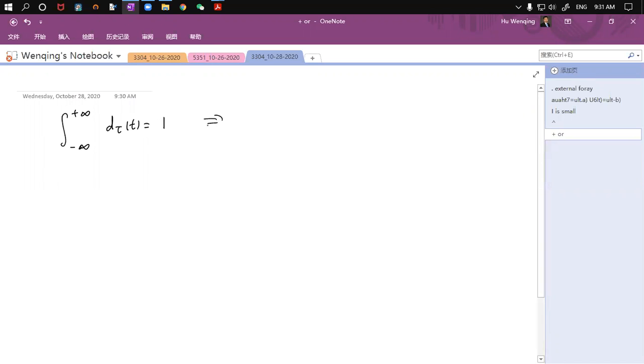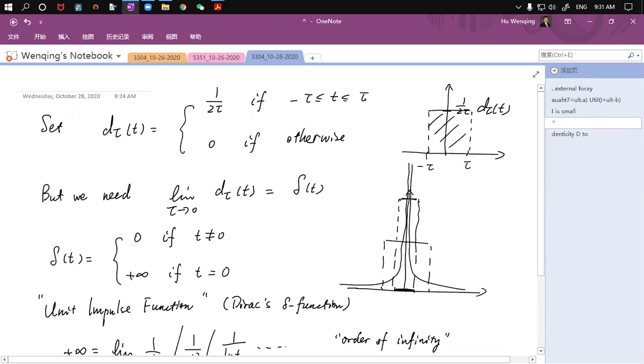But then if the limit happens, the integral from minus infinity to plus infinity of d tau of t dt is 1, and delta of t dt is also equal to 1. It's a good family. So the infinity here is not just defined by an infinity, but it has to be specified by the fact that if you integrate delta of t from minus infinity to infinity, the integral is always normalized to 1. So that's going to be very important.